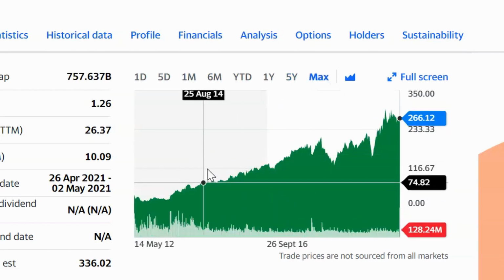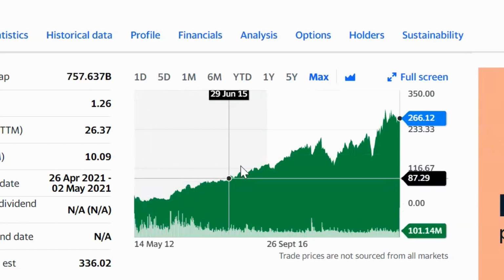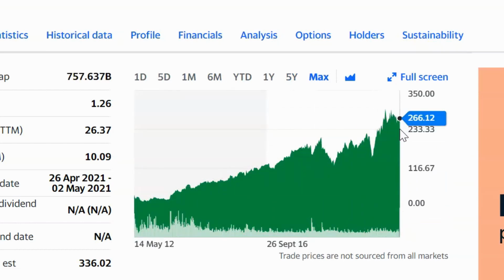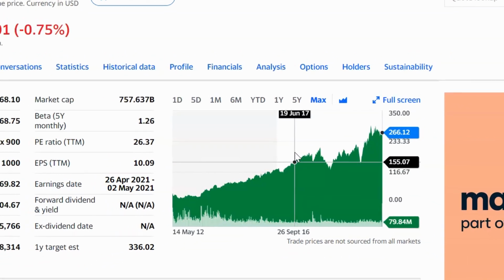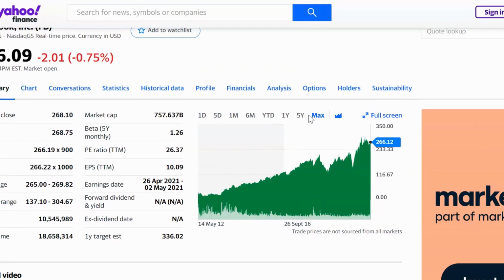And then this last tab, maximum, shows you where it's gone from the whole time it's been a public company. So this is useful to look at to get a good idea of what's been going on with the stock in the short term and in the long term.